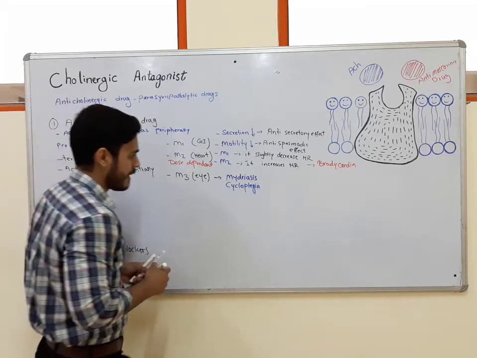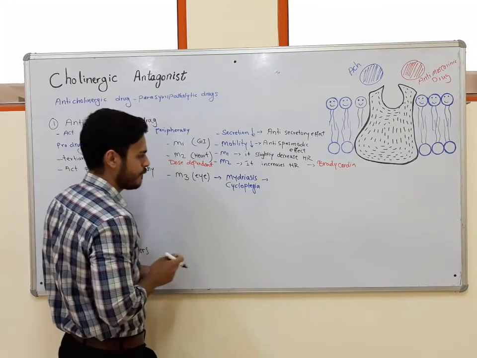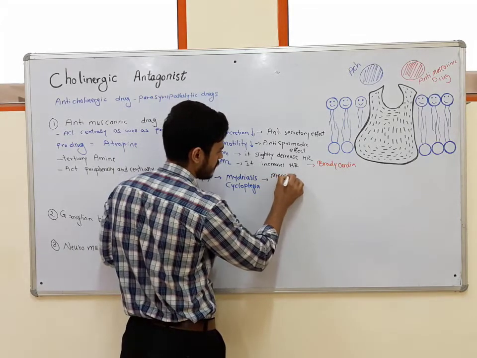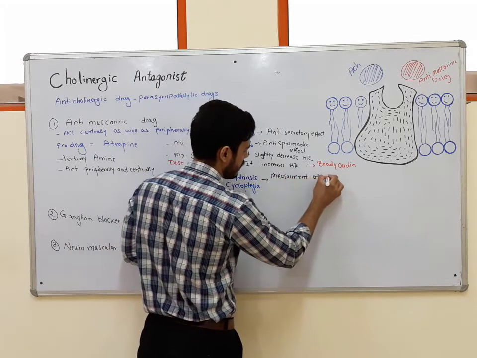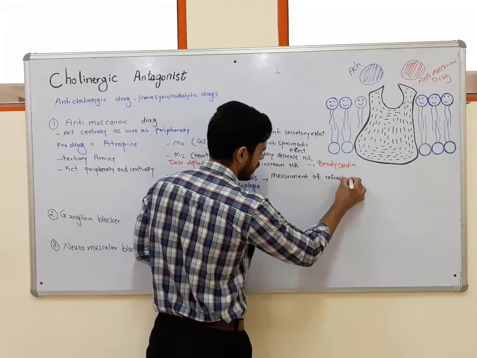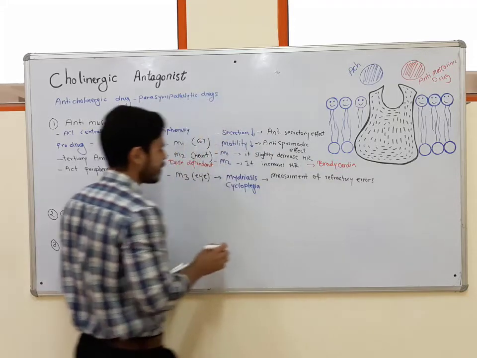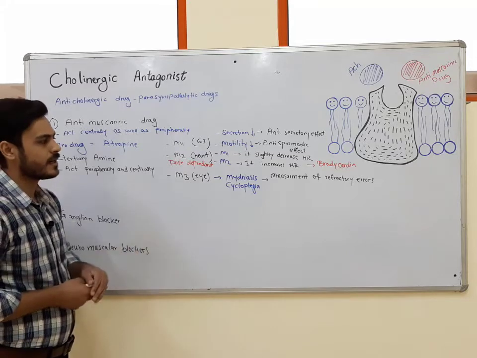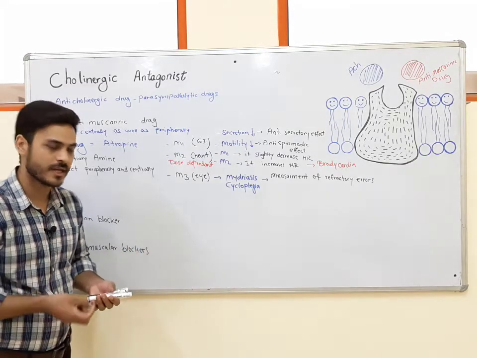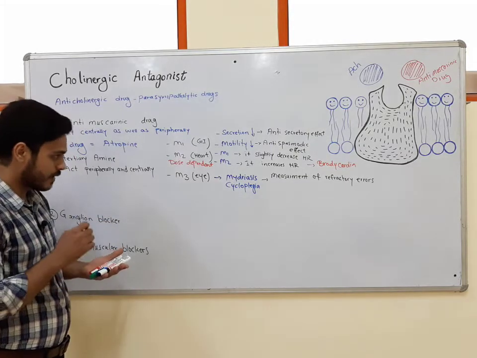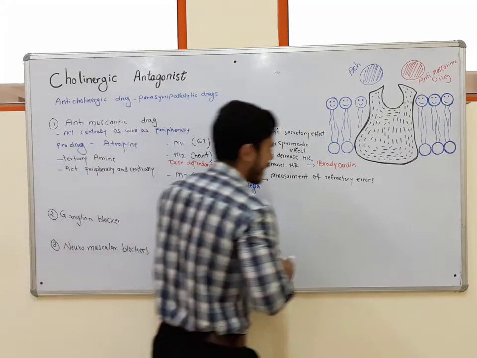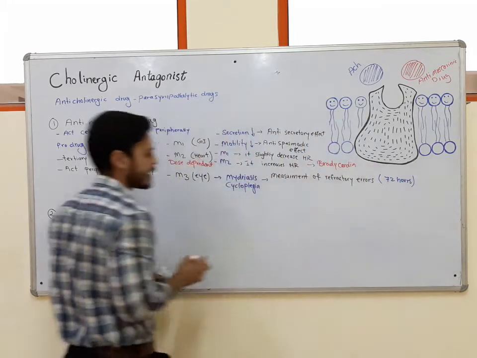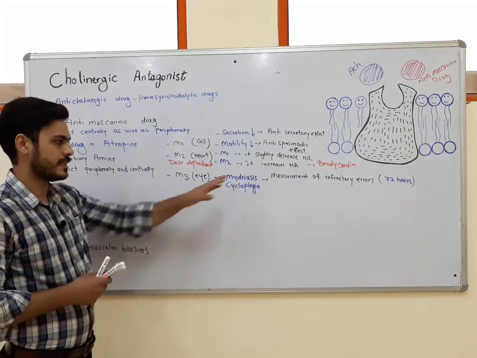On the basis of this effect, we can use atropine for measurement of refractory errors. But there is some problem with atropine when we give it for measurement of refractory error because of its long duration of action. When we give atropine for this purpose, the duration of action for atropine is 72 hours. Because of this long duration of action, we do not use atropine for this indication.